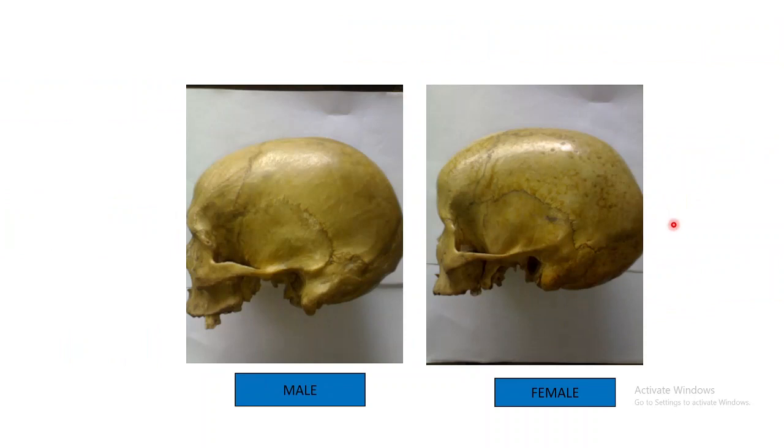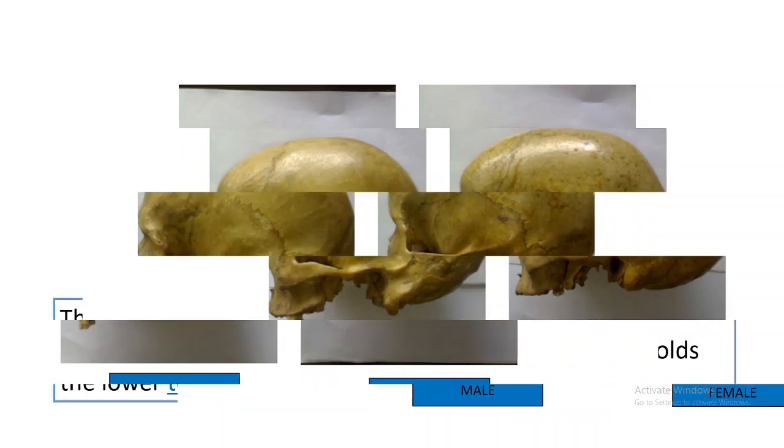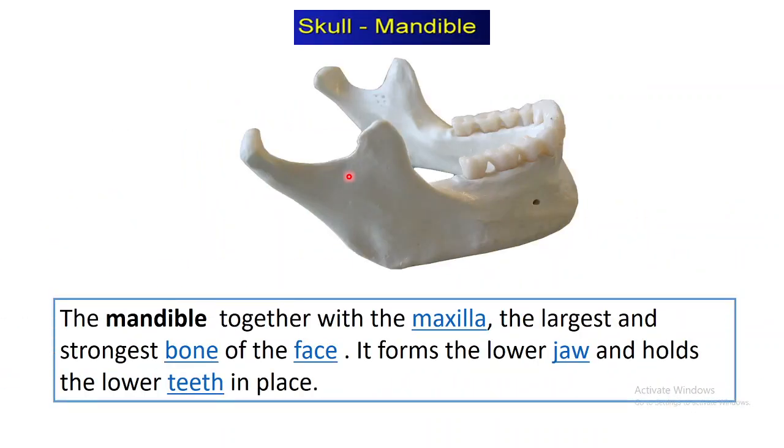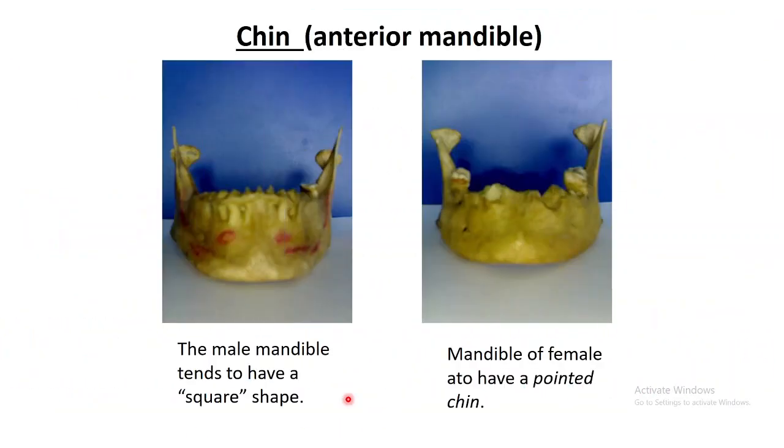If we look at this picture, you can see that this is the male skull and this is the female skull. So how does it differ? Then the mandible. The mandible, together with the maxilla, is the largest bone of the face, and it forms the lower jaw and holds the lower teeth in place. It also shows sexual dimorphism. This is the male mandible. You can see that it is square in shape, while the female mandible is pointed.